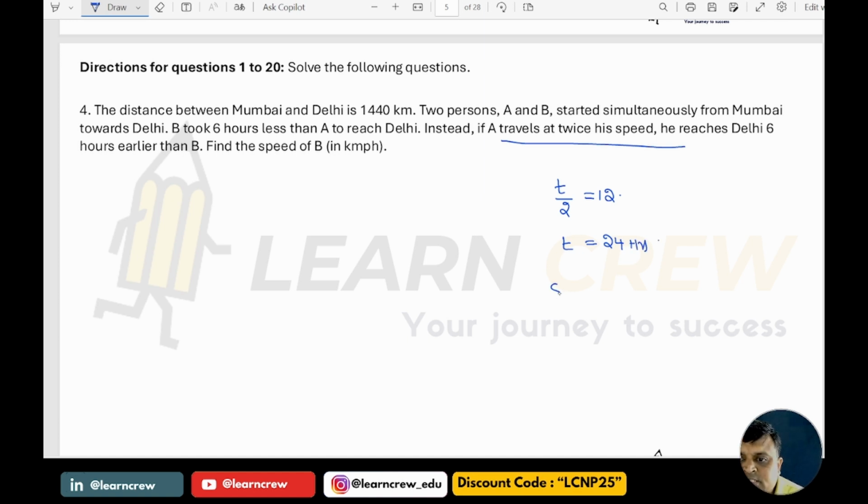So thereby the speed of B would be 1440 divided by 18, which is how much here? It is 80 kilometers per hour. So the answer is 80 kilometers per hour. Is it clear?